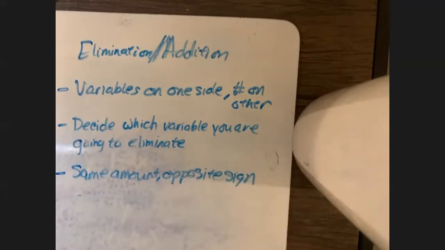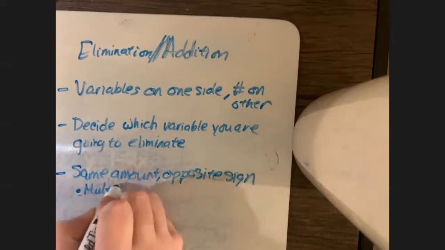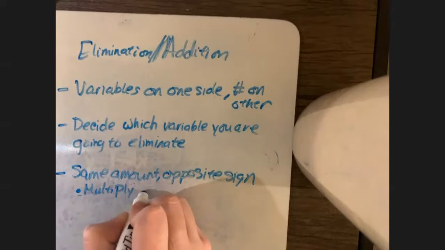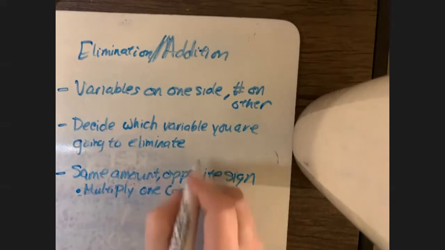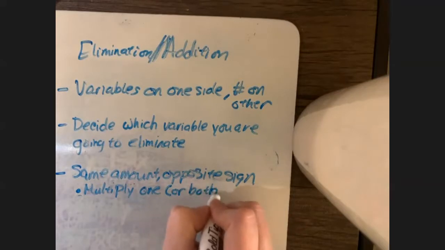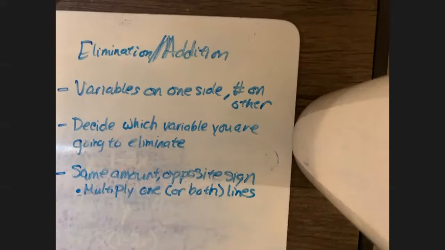Okay, so you're going to do this. Now, to do this, you can multiply one or both lines by stuff. But it's got to be the entire line. So if I need something to turn into an 8y and I need to multiply by 4 to make that happen, everything in the line is going to get multiplied by 4.